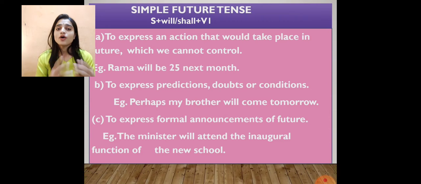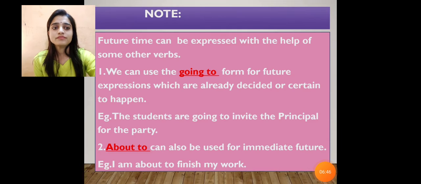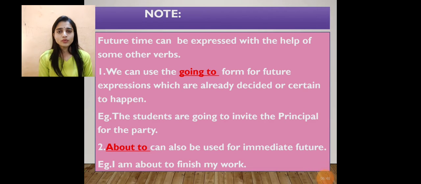I hope all these three statements and the reasons of using the simple future tense are clear to you all. Moving further, there's an important note I'm sharing with you all, that is the future time. It is not necessary that every time you will be using the word will or shall to express the future time. As I told you earlier, you can use certain modals also, like may. It may rain tomorrow.